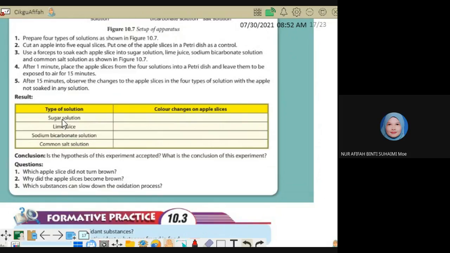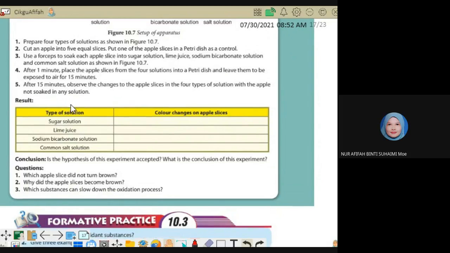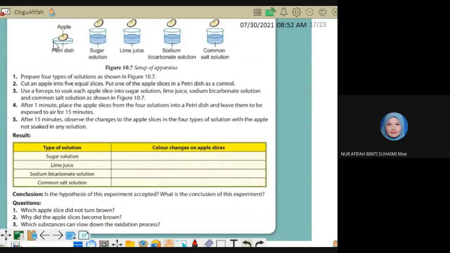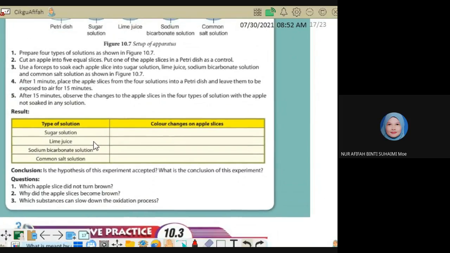Okay. So supposed to be we have 5 here. Ada satu lagi dekat sini. The control ni. Boleh letak satu lagi lah. Control. Okay. Right. What happened? Okay, after 15 minutes. Color changes on apple slice. Okay. For all this solution, there's nothing happen. You can state there's no change.